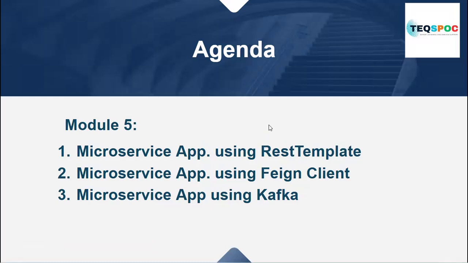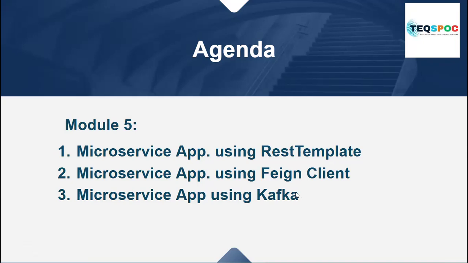So till now we have created one application in microservices using a RestTemplate, and one application using a Feign client. In both we are communicating between microservices, basically synchronous communication. Now we will create an application with microservices, and we will use Kafka for communication between two microservices. Kafka and RabbitMQ are basically used for asynchronous communication.